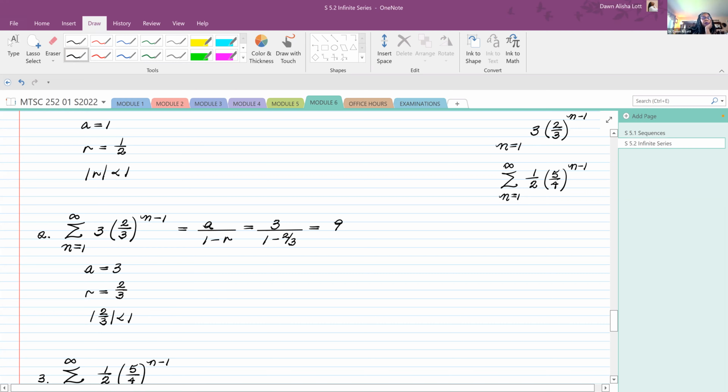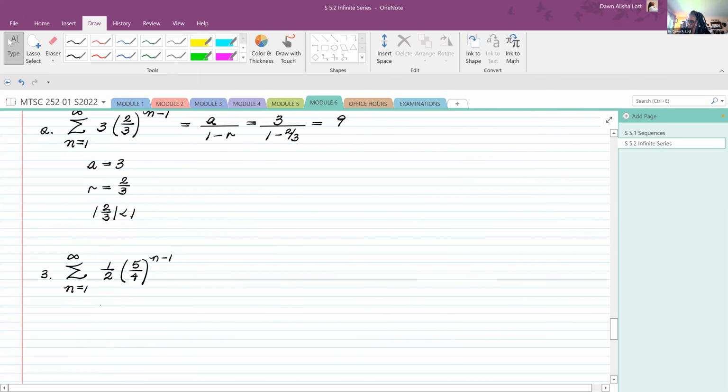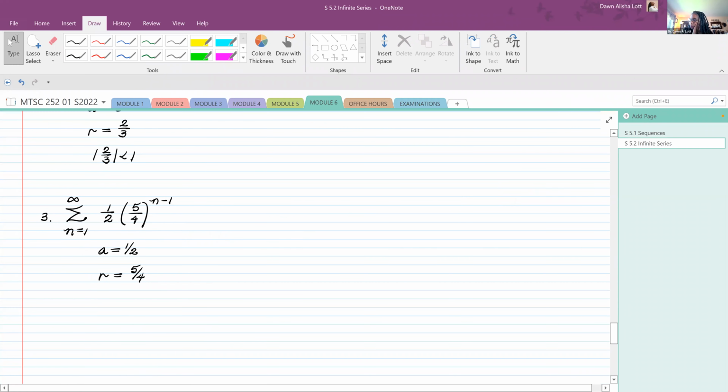And this one, A is 1/2. R is 5/4. The absolute value of 5/4 is greater than 1, so this series diverges.